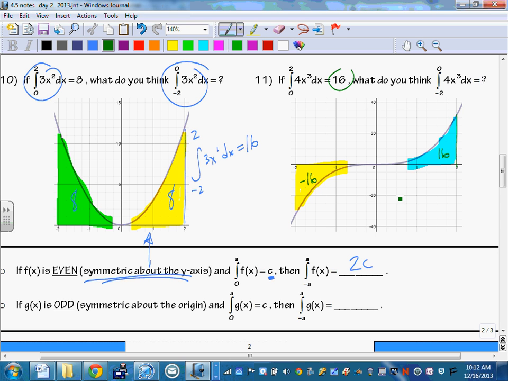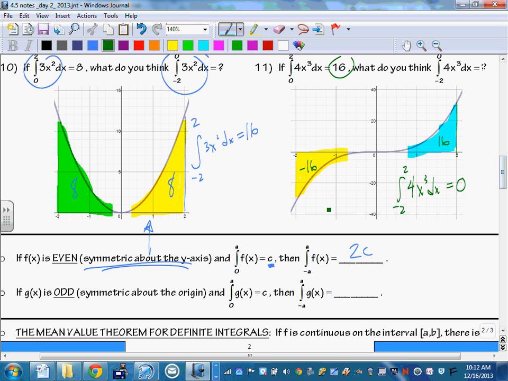So if we take the definite integral from negative 2 to 2 for this function, what do we get? 0, right? They add up. Negative 16 plus 16 gives us 0. This is an odd function because it's symmetric about the origin.